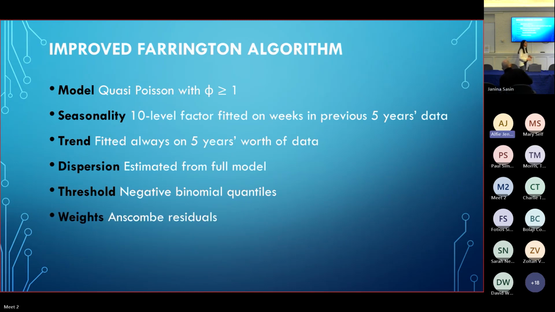And finally, one nice thing about this algorithm is that it underweights previous outbreaks, so that it reduces their effect on current predictions. And it does that using unscombed residuals. So any high enough count in the past would be underweighted so that it doesn't mess up the model. So this is the main idea about this method, how it works.